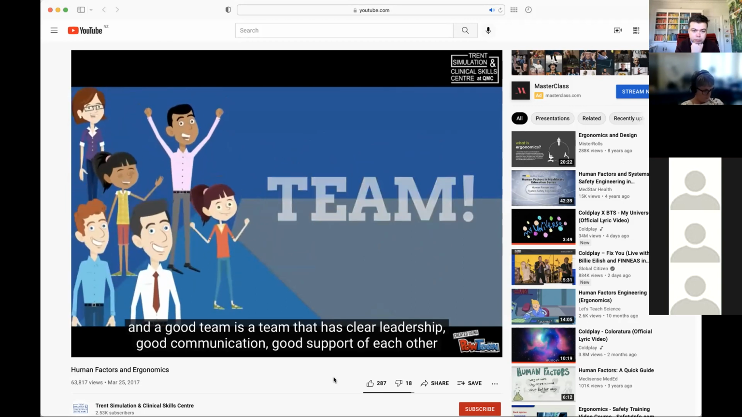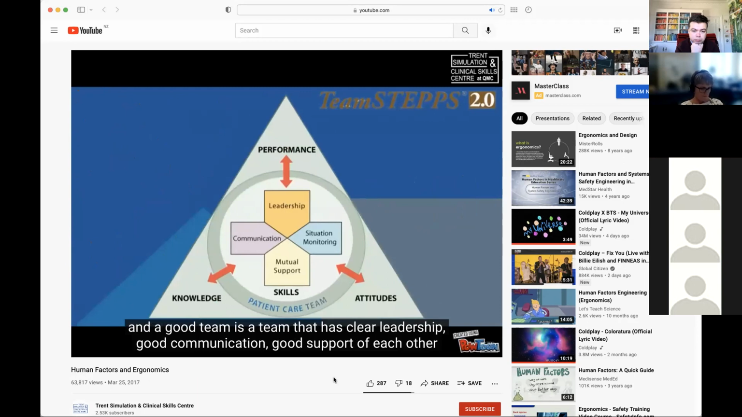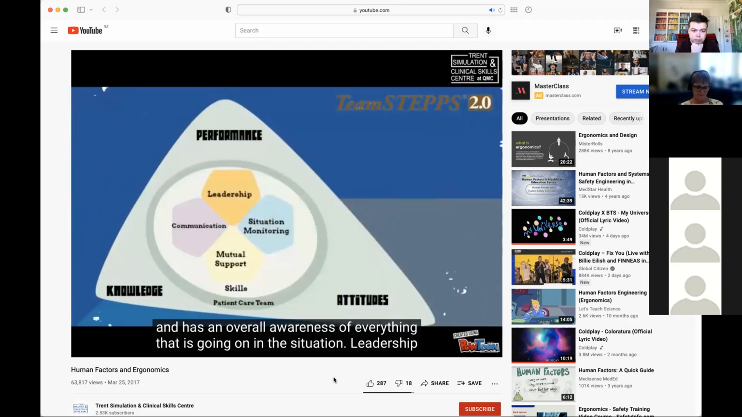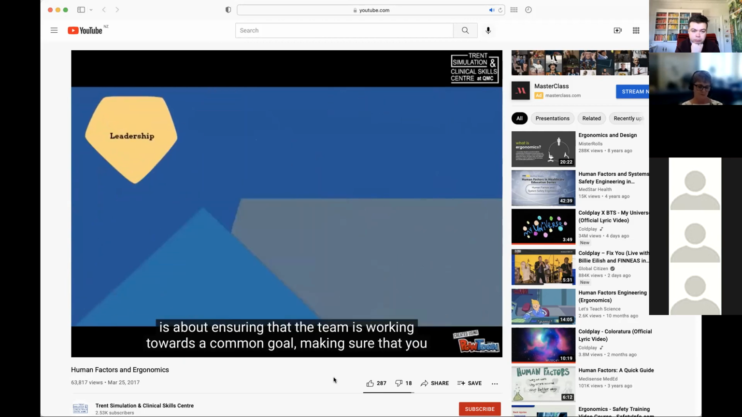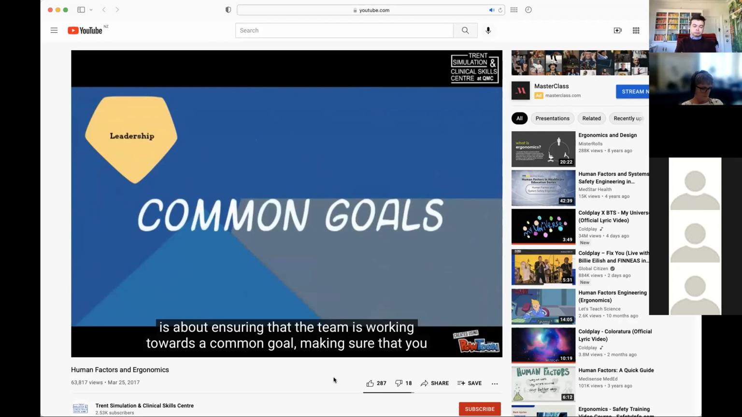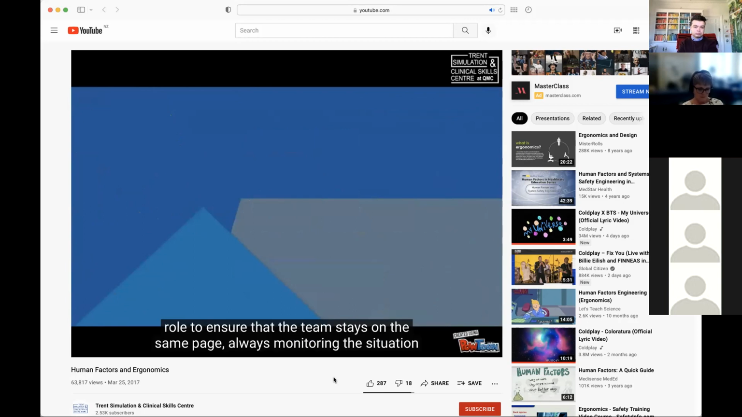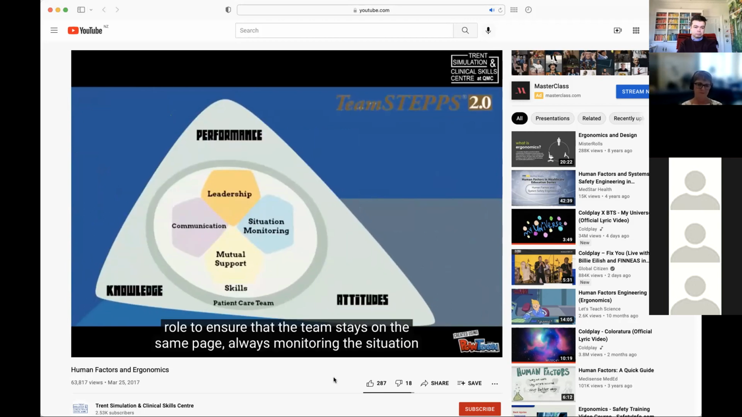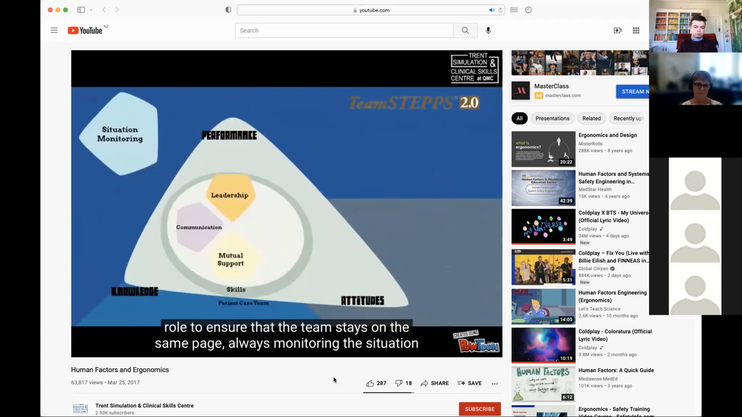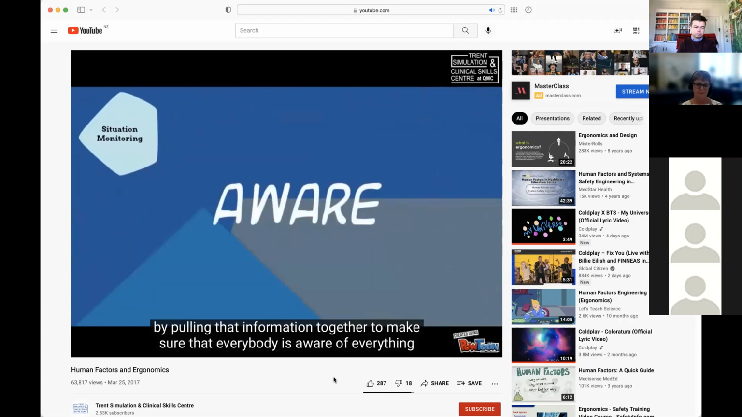A good team has clear leadership, is aware of the situation that's going on, looks after its team members, and communicates clearly. Leadership means making sure the team is working towards a common goal, making sure that team processes are used, for example, briefings, huddles, and debriefings. A good leader also makes sure the team is on the same page by monitoring the situation, ensuring everybody is aware of everything that is going on.